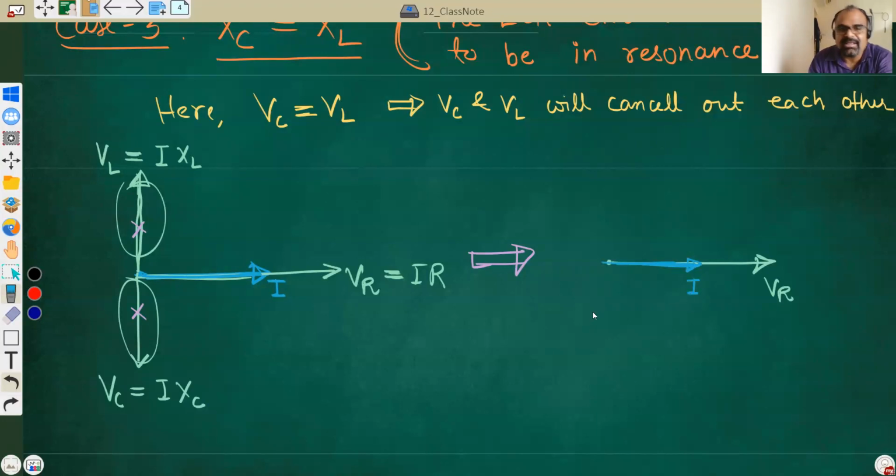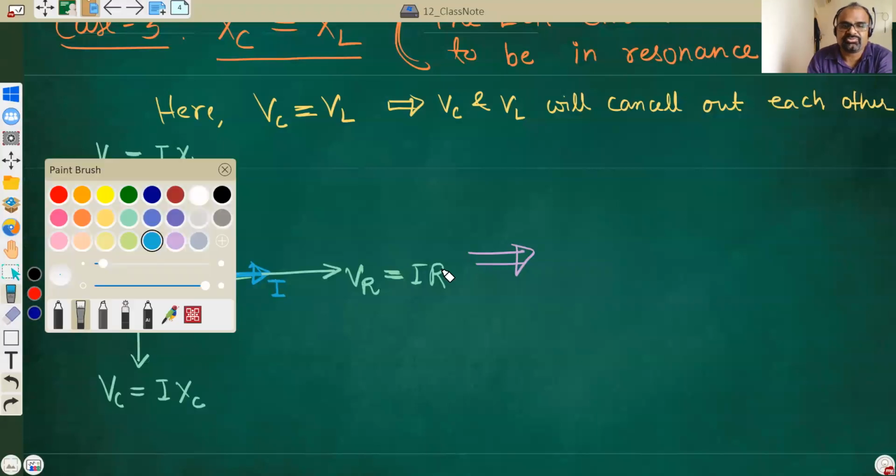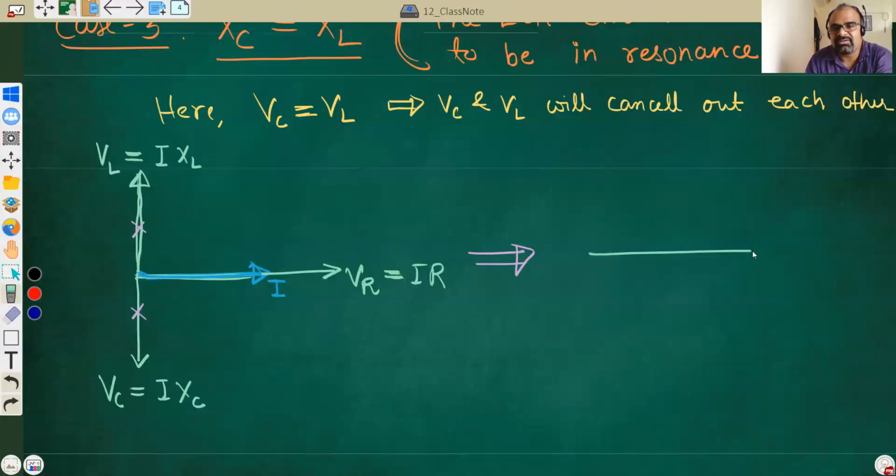Now, can somebody tell me, oh my God, why? Just a moment. First, I have to do this. So my effort got wasted. No problem. I will draw it once more.